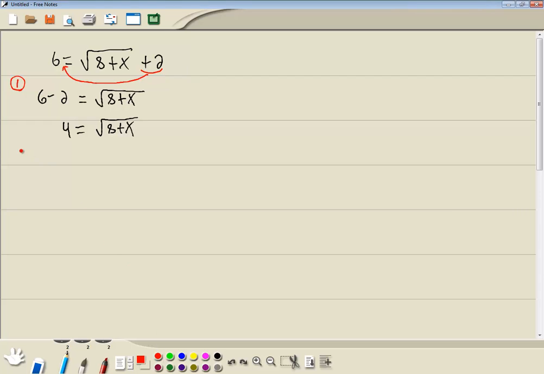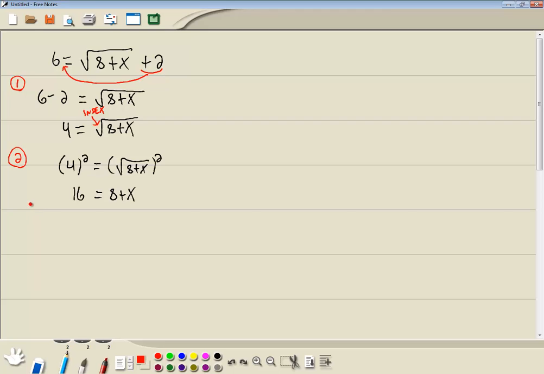Now step 2. Raise both sides to a power equal to the index. The index is whatever number is in this little slot right here. And if there isn't a number there, it's by default 2. So since this is a square root, we're going to square both sides. So we have 4 squared equals the square root of 8 plus x, squared. Now 4 squared is 16. When your index matches the power you're raising it to, they cancel each other away. So we're left with 8 plus x.